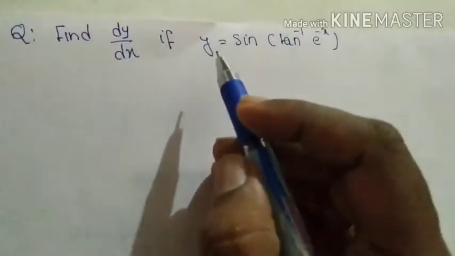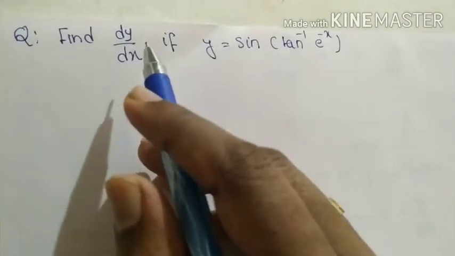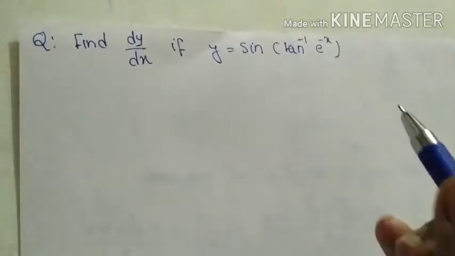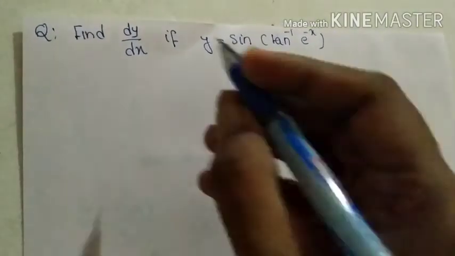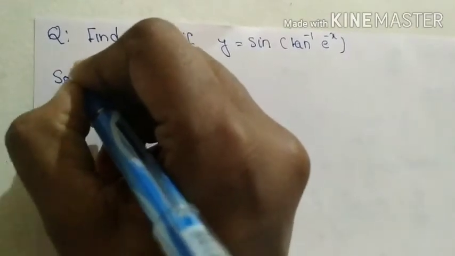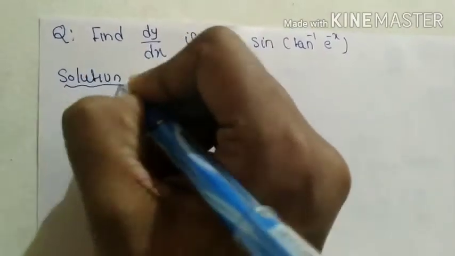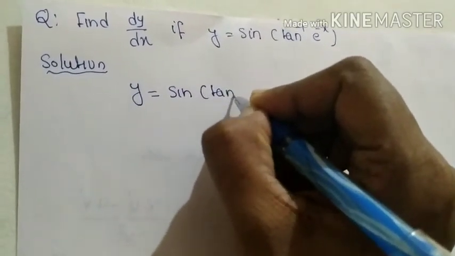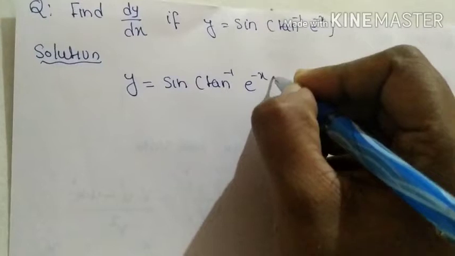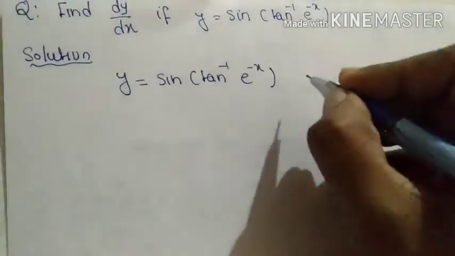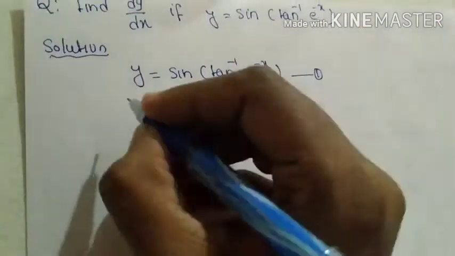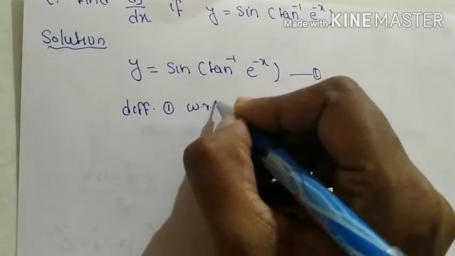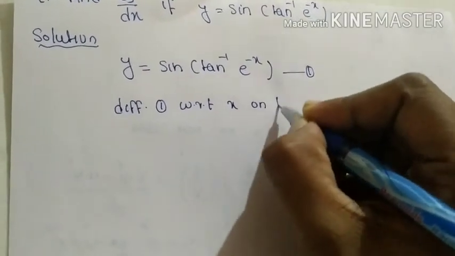This is our third question. In this question, we need to find the derivative of sine of tan inverse of e raised to minus x. Given that, so let's start the solution of this question. Given that y equal to sine of tan inverse of e raised to minus x. Let us name it as equation number 1. Differentiate equation number 1 with respect to x on both sides.